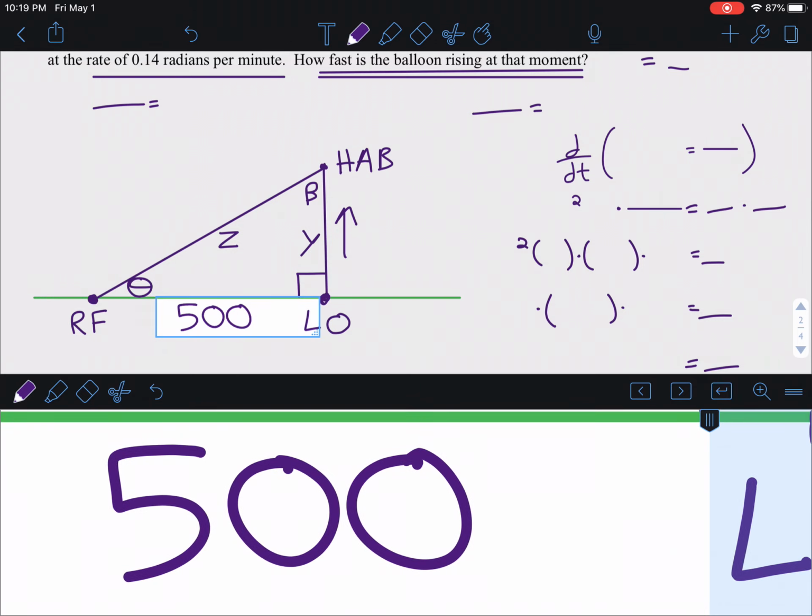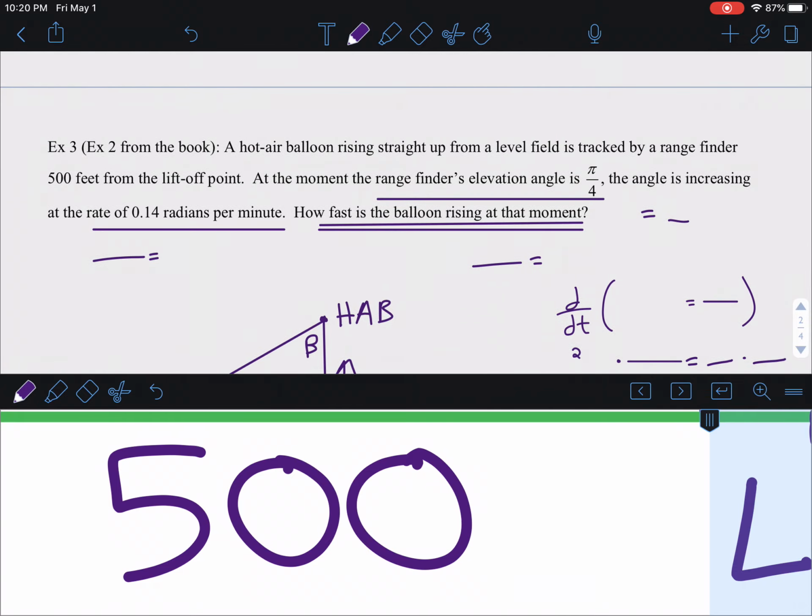Now, the other thing I want you to focus on is, let's look back at the question now. Which of these variables matters? Because not all 4 of these variables are going to be important in this question, okay? So let's take a look at this.